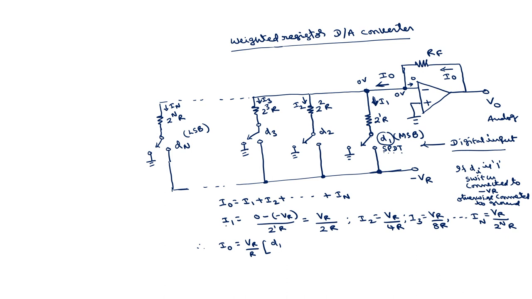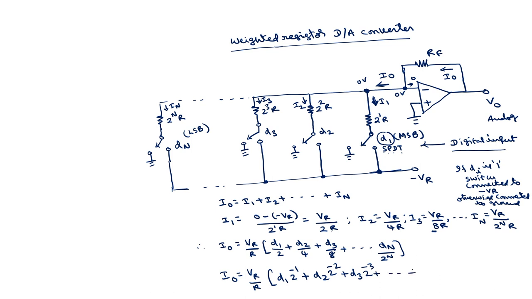If the switch is 1, then only this will connect to minus VR. So to get this minus VR corresponding to I1, the I1 value is VR by 2R, VR by 2R we have taken outside. So this is D1 by 2 plus D2 by 4 plus D3 by 8 plus so on up to Dn by 2 raised to the power of n. So this is the same as the expression that I have given. I0 is equal to VR by R times D1 2 raised to the power of minus 1, D2 2 raised to the power of minus 2, D3 2 raised to the power of minus 3, so on up to Dn 2 raised to the power of minus n.